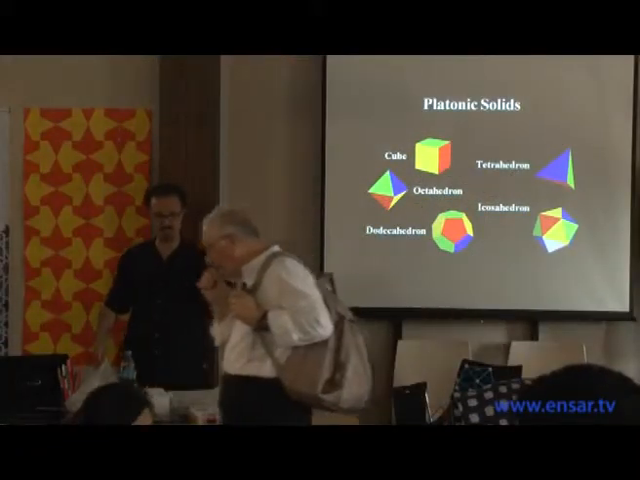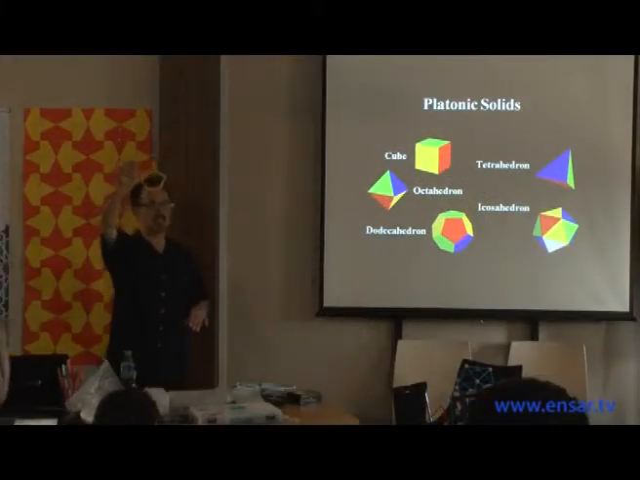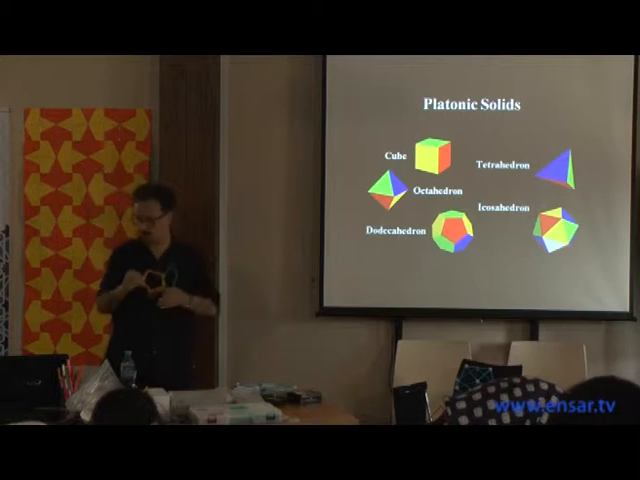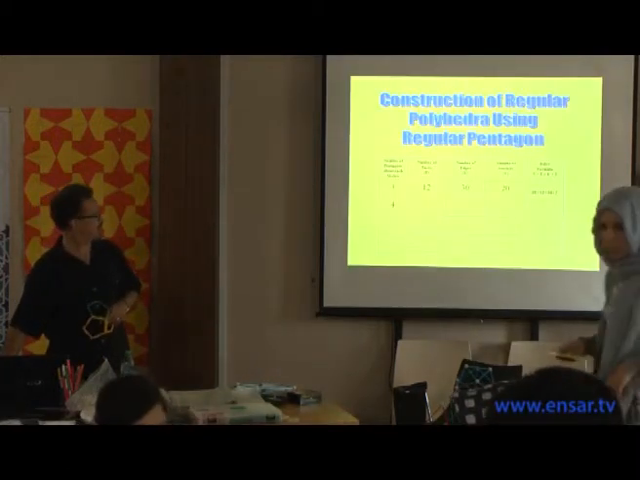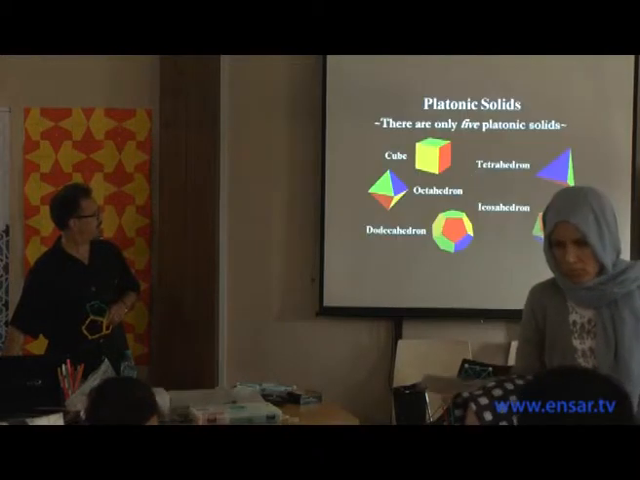So now, let me give you the lecture. After pentagon, you cannot do anything more. Why? Because if you use hexagon, 3 hexagons become flat because each angle is 120. That's why we only have 5.